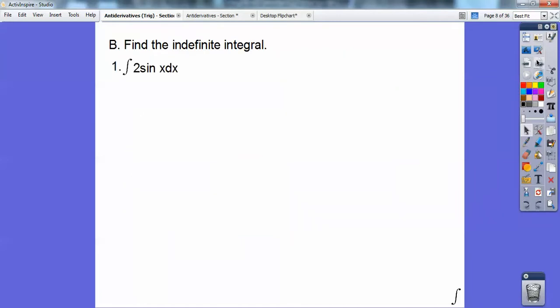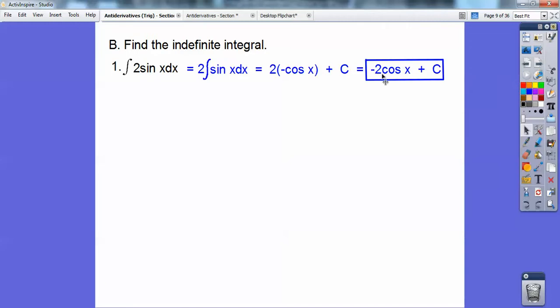All right, let's integrate these. Find the indefinite integral on these, you guys. The integral of sine x is negative cosine, because the derivative of cosine is negative sine. So it's going to be negative 2 cosine x plus c. Don't forget your plus c. That 2 came from this 2 right here.